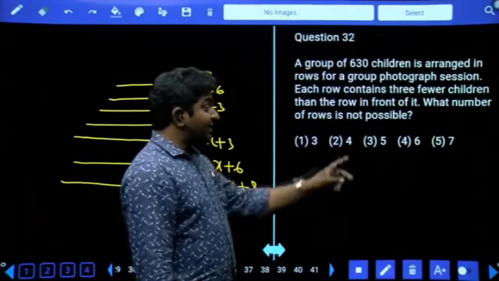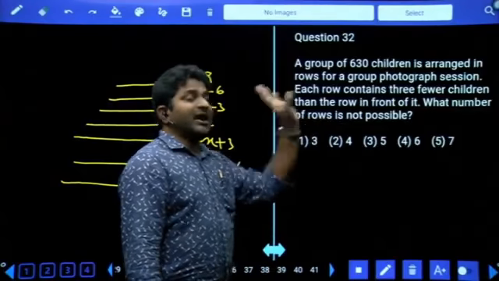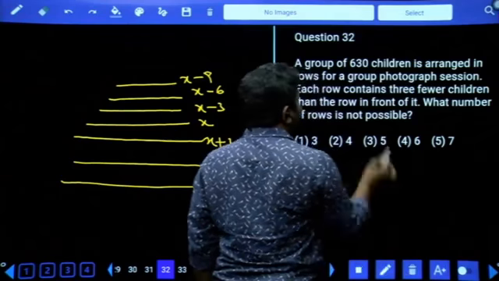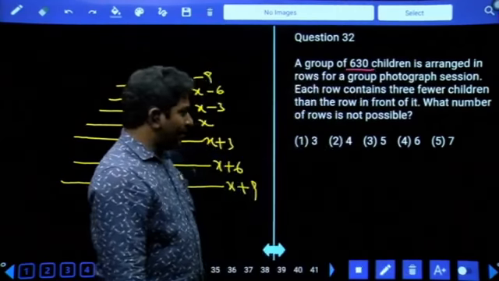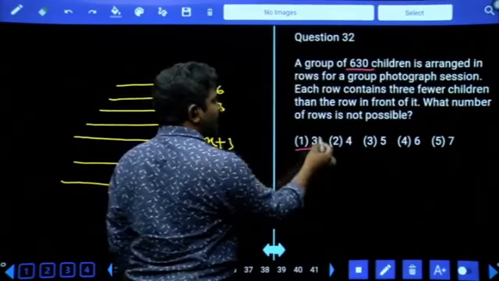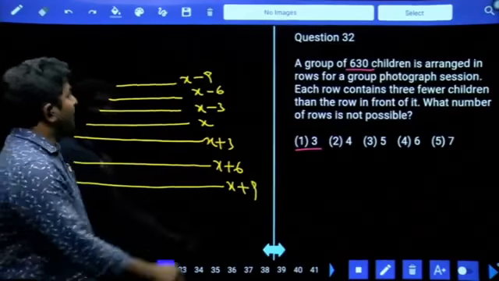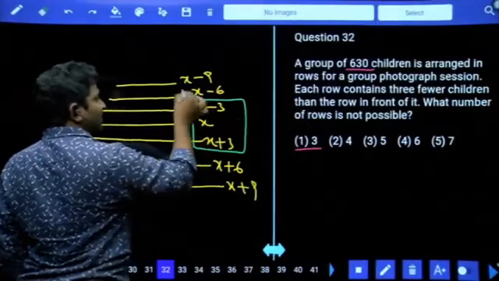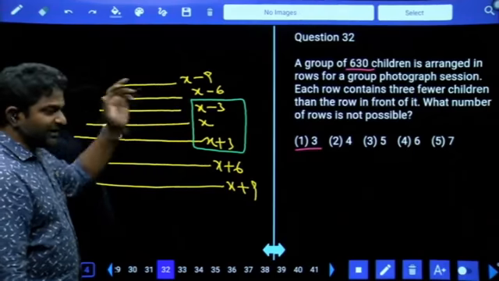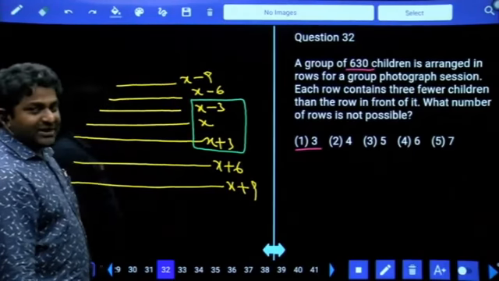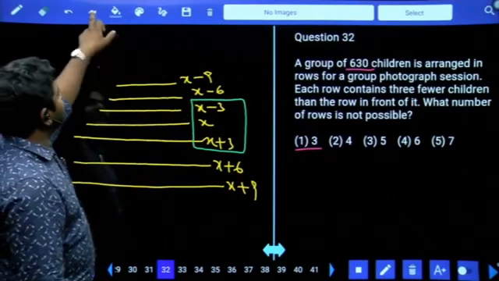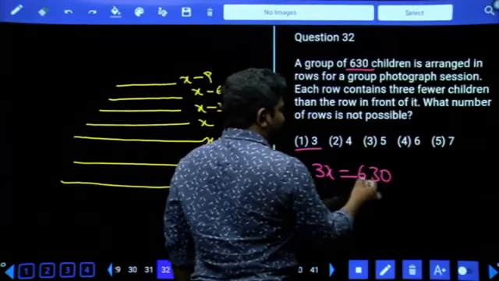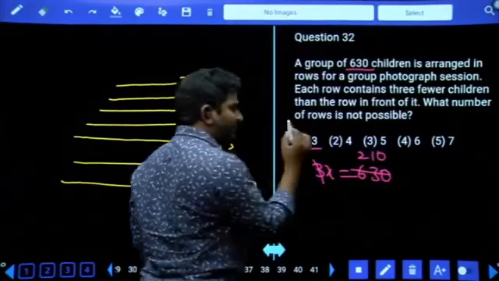Then your question is, what number of rows is not possible? The number of rows which is not possible. The total number of students is 630. Now we have to go to the options only. Let's eliminate each one by one. Let's say if there are 3 rows, I will consider these are 3 rows: x minus 3, x and then x plus 3. Sum of students is equal to, minus 3 plus 3 gets cancelled, you have 3x. So now 3x is equal to 630, x is 210. The x value we are able to calculate.